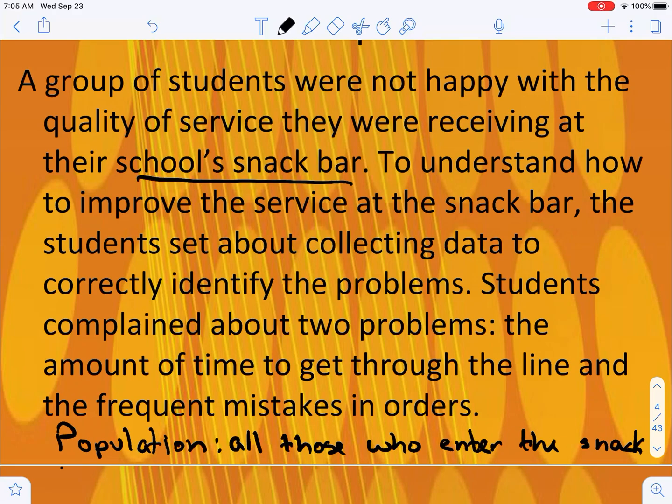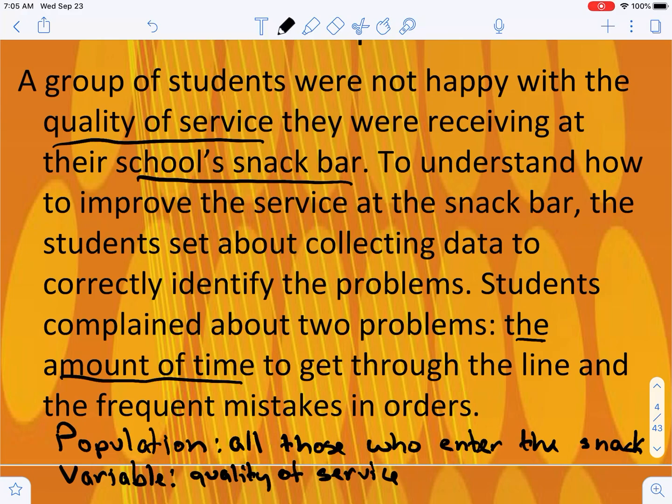Then we go ahead and talk about, okay, what's our variable? What are they interested in studying? What do they want to know about the snack bar? They want to talk about the quality of service. So our variable of interest would be the quality of service. Specifically, what exactly are they interested in? They want to correctly identify the problems. The students complained about two problems: the amount of time to get through the line and the mistakes. So we're talking about the time it takes to get through and mistakes that are made. Those would be the specific things we'd want to look at.